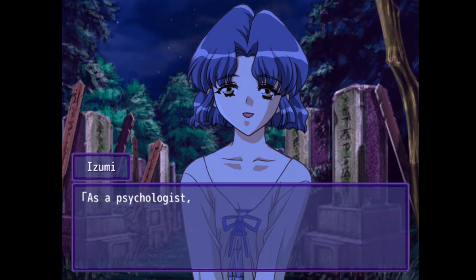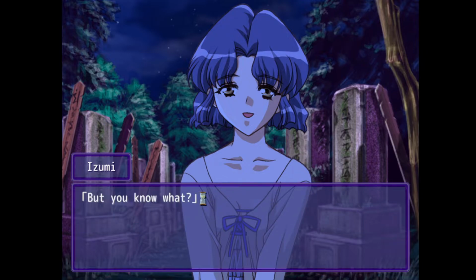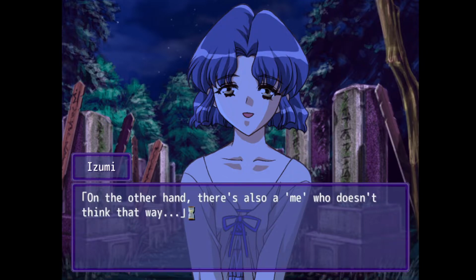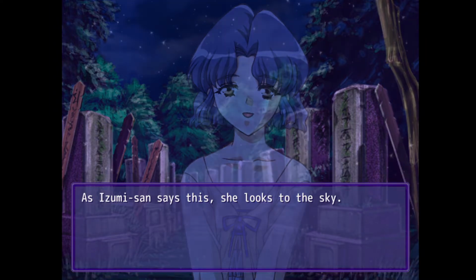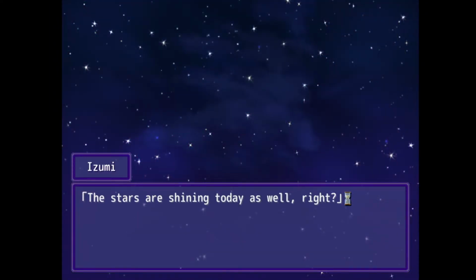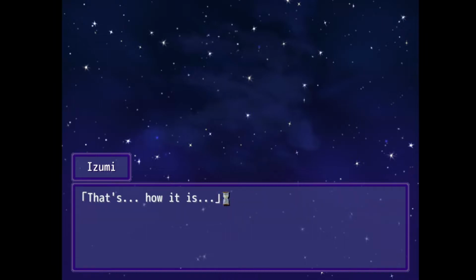I also think that. As a psychologist, I've been seriously worried, thinking we should be taking these problems more seriously. But you know what? On the other hand, there's always some me who doesn't think that way. There's a me who wishes to accept the reality before my eyes as it is. See, take a look. Izumi-san says this. She looks at the sky. The stars are shining today as well, right? Even now, Regulus is continuing to shine. What's more important than whether it's true or not is whether you can believe it or not. That's how it is.